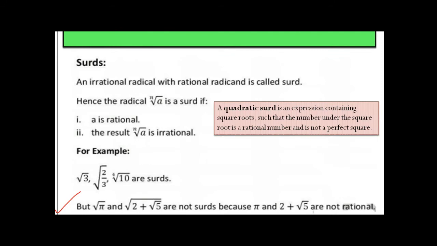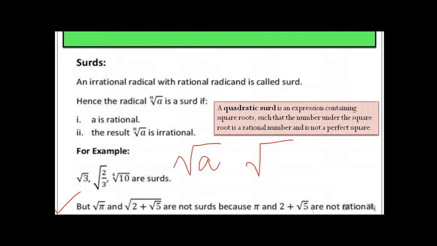A quadratic surd is an expression containing a square root such that the number under the square root is a rational number and is not a perfect square. क्वाड्रेटिक सर्ड क्या है हमारे पास? क्वाड्रेटिक सर्ड एक ऐसा एक्सप्रेशन है जो कंटेन करता है स्क्वायर रूट को, ठीक है, और जिसमें स्क्वायर रूट के अंदर वाला नंबर हमेशा क्या आता है? रैशनल नंबर आता है, like this. और ये परफेक्ट स्क्वायर नहीं होता, ठीक है.